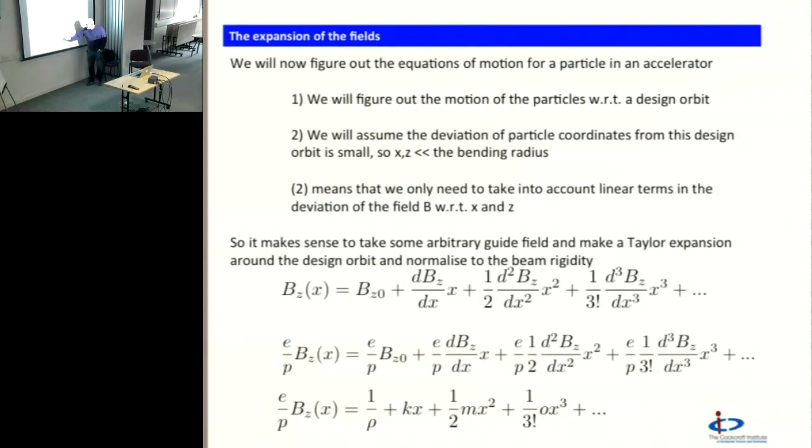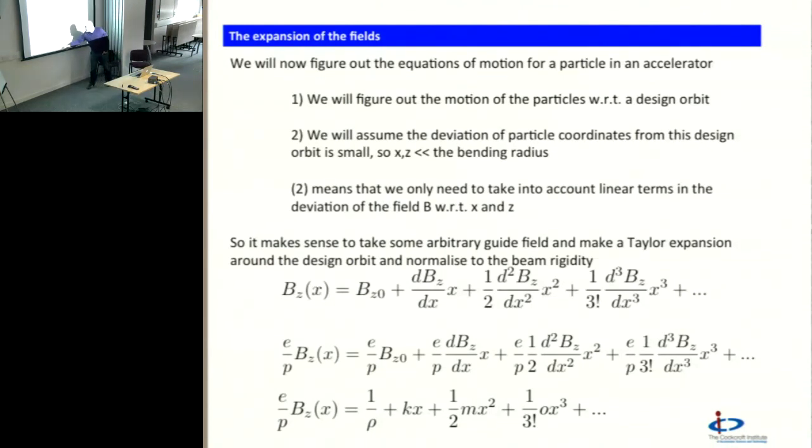We then have this term, we've got an x, which we leave, dBz/dx divided by A over P, is the energy normalized quadrupole strength, the gradient divided by the rigidity, which we call K. And we go on and so forth. So we can normalize the next term, the sextupole term, the octupole term, and so on.